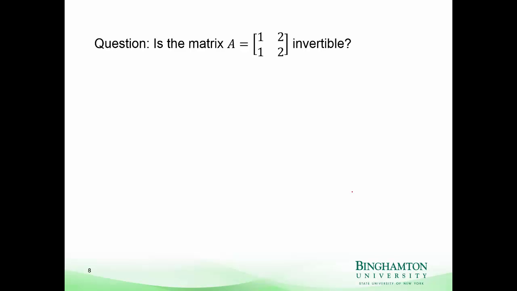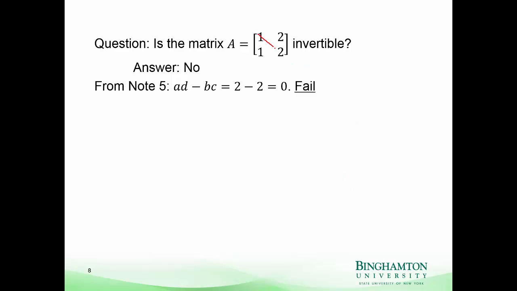So here's a 2 by 2 matrix. Is it invertible? The answer is no. I would encourage you to stop the video now and see if you can apply the concepts we just talked about to check that, and then come back. All right. Well, from note 5, if we form that determinant, AD minus BC, AD is 1 times 2, minus BC is 1 times 2, so we get 2 minus 2, which is equal to 0. The determinant is equal to 0, so that fails. It is not invertible.